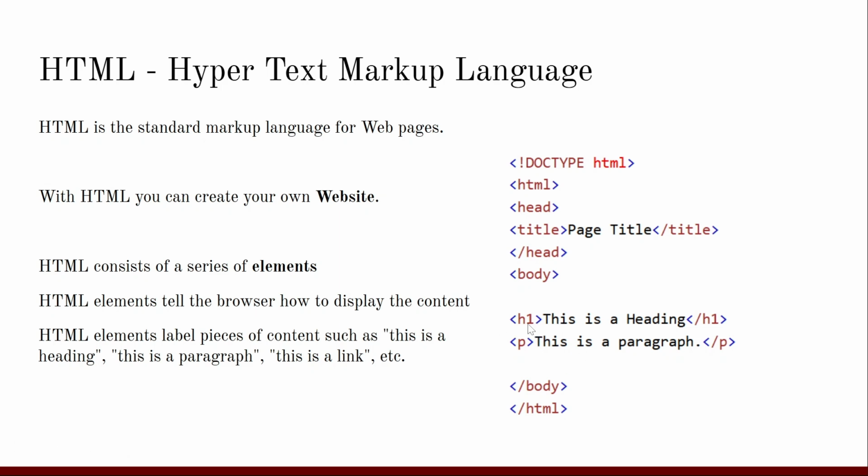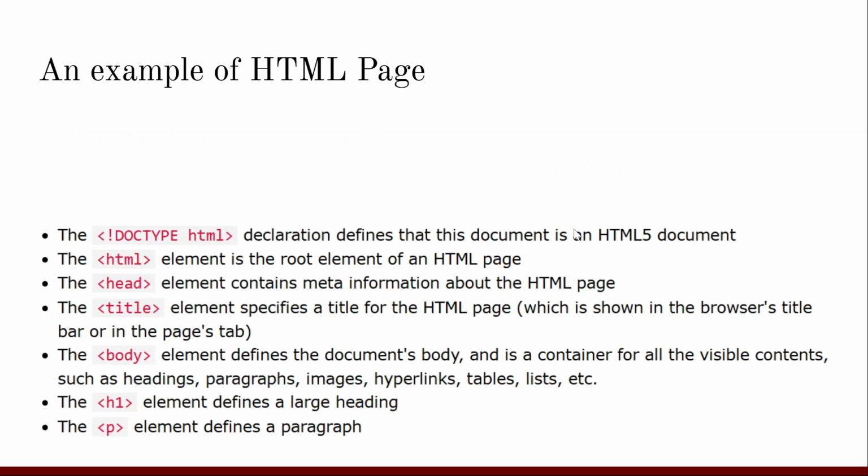For example, this is an element, each one, and this is the heading. That means we can put whatever content we like, and it tells the browser to show your content in different styles. All right, and what are all these elements we have? So doctype HTML is a declaration that defines this document as an HTML5 document.